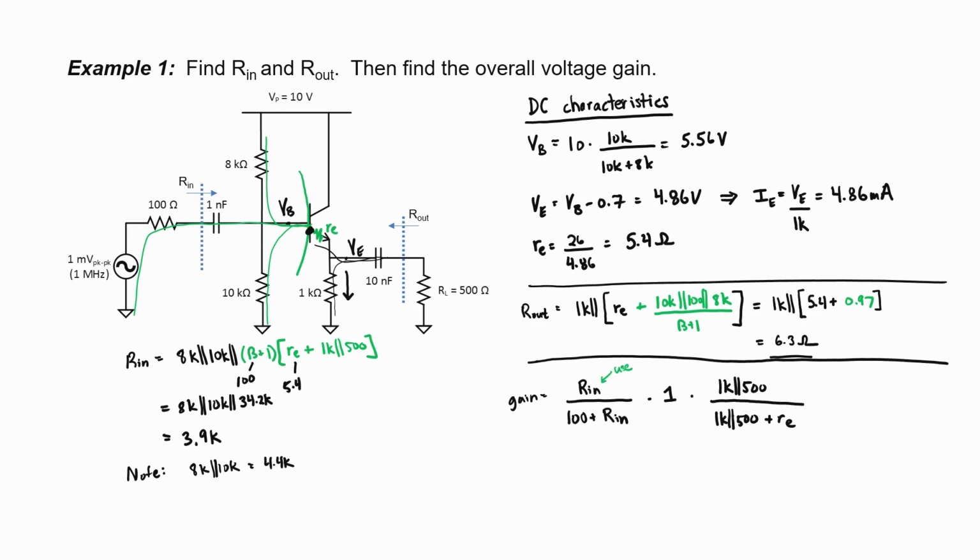The reason for that is because I intend to use impedance reflection on the input side. You should only use it once to avoid double counting things. In other words, we're going to use 3.9 kilo ohms here. If you want to use 4.4 kilo ohms here instead, then you should, strictly speaking, be using impedance reflection on the output side. If you plug in all these numbers, you get 0.96. So after all of that, we wound up with a gain that's very nearly equal to 1. And that's really true most of the time with common collector amplifiers.